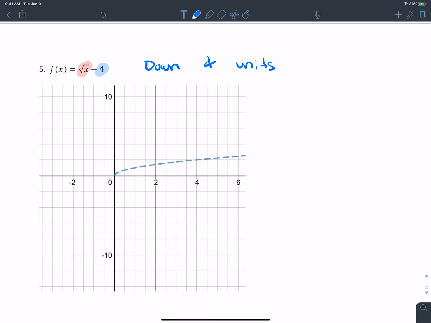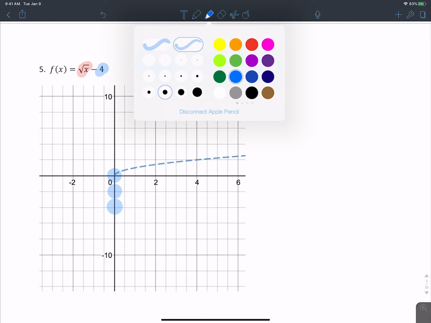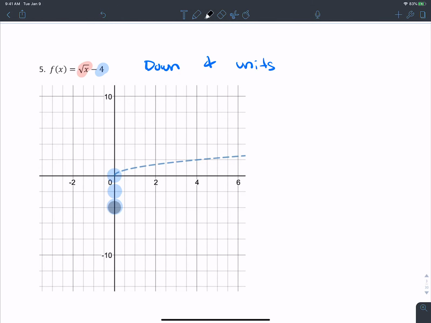So when you go down 4 units, we're going to take this special point again here. This is the origin that's on our curve. We go down 1, 2 units. So it has a new location. That's right there. And all we have to do now is sketch again the square root. Now the square root will go up forever. But the idea is that you're moving this down 4 units. And this now starts at that value.